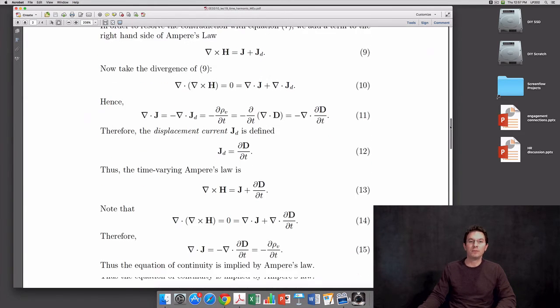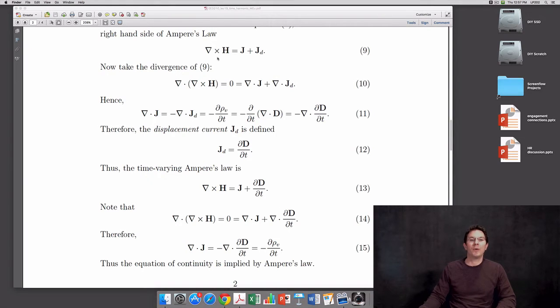Okay. Well, we're going to play a similar game here. We're going to take the divergence of both sides of equation 9 again. Taking advantage of the fact that the divergence of the curl of any vector field is equal to 0 implies that the sum of the divergence of J and J_d has to be equal to 0. Which implies that the divergence of the impressed current density has to be equal to the negative of the divergence of J sub d.